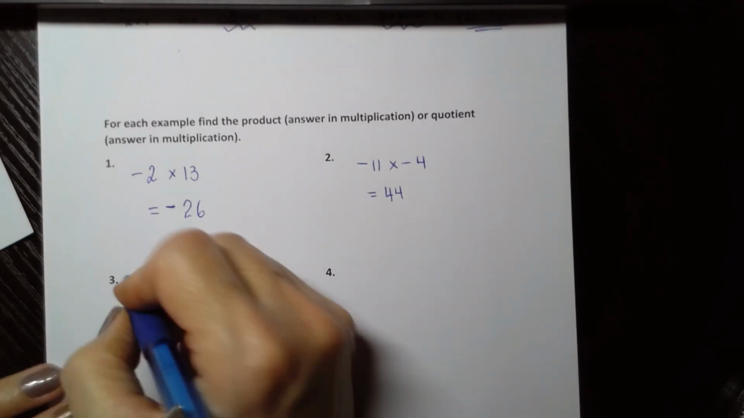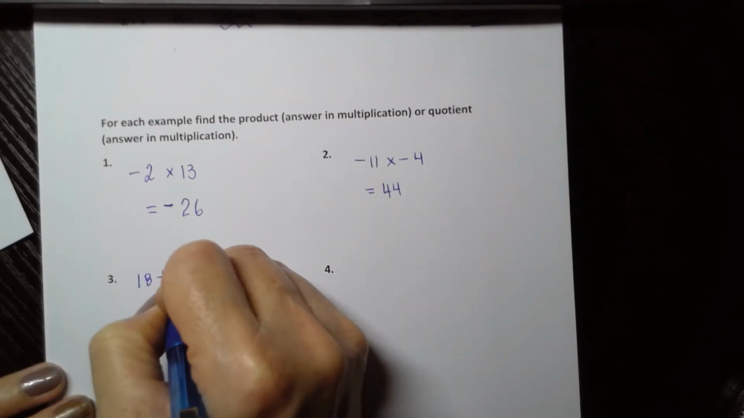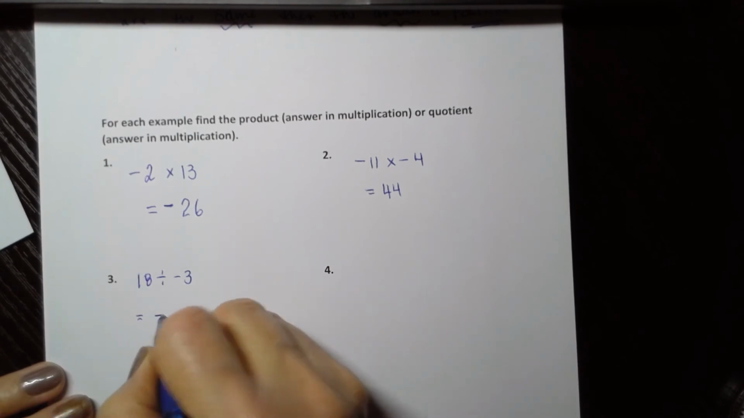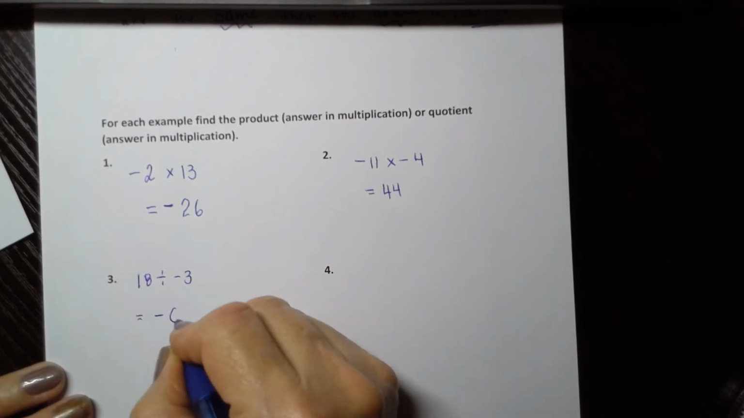Okay, number 3. 18 divided by negative 3. Signs are different. Answer is negative. 18 divided by 3 is 6.